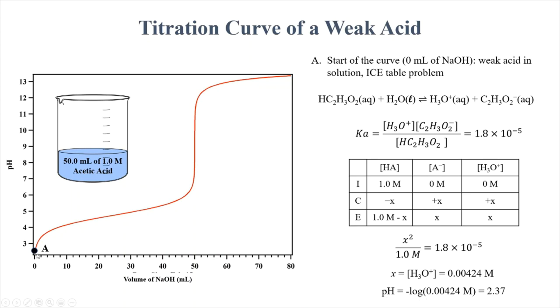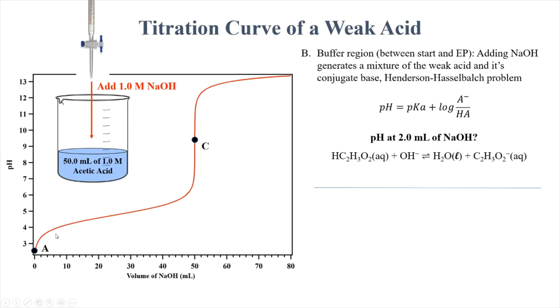So from first principles, we're able to calculate this initial point. Even though this is experimental data, an experimental titration curve, we can actually calculate this first point from first principles without having to make any assumptions. We can do this right from the ICE table.